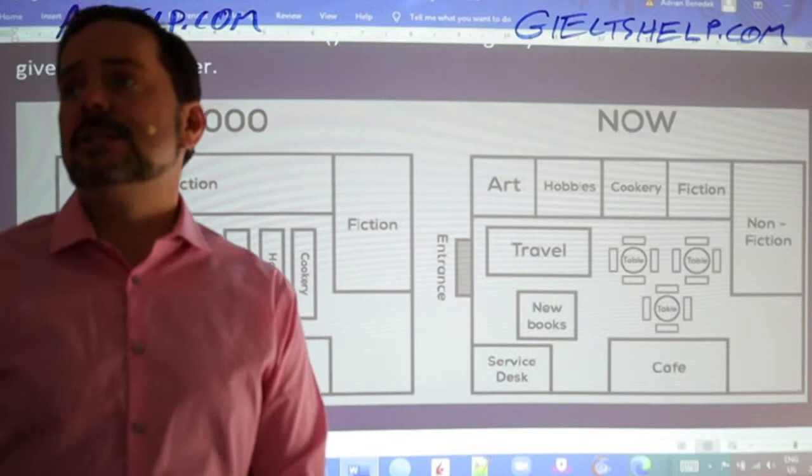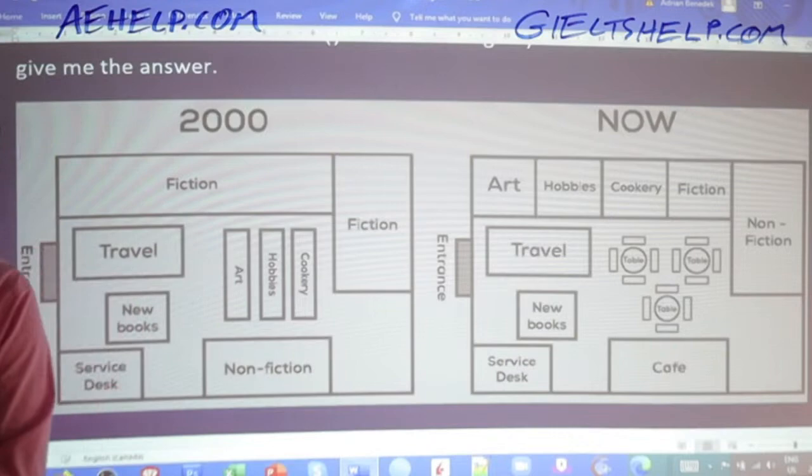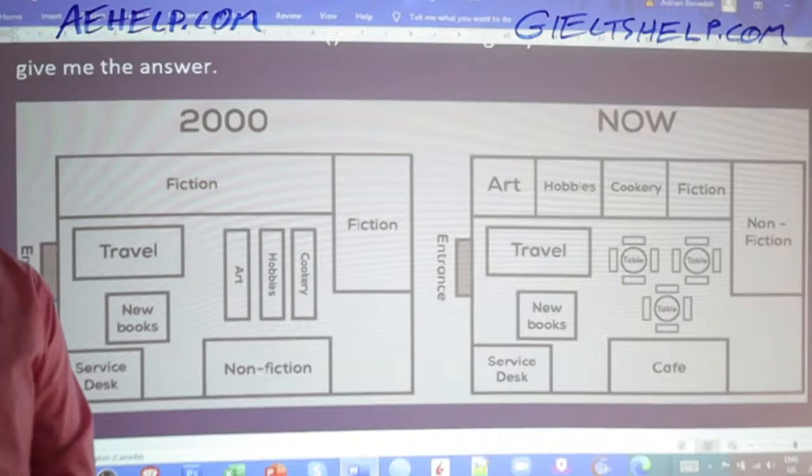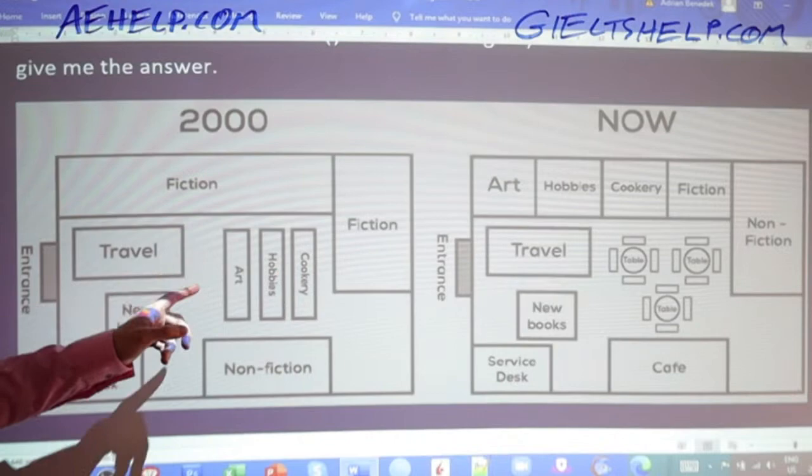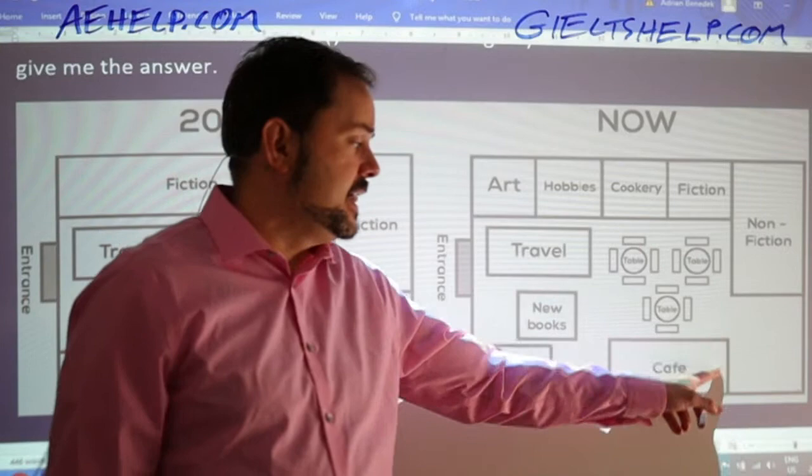It's different. "The left side of the library where fiction books are placed in 2000 is now divided into more categories, giving space to other books." Yeah, that's okay. I mean, giving space to other books, it's not actually true, again, Mugunthan, because they're not doing that to give space to more books. They were actually doing that to give space to the tables, the seating, and the cafe.